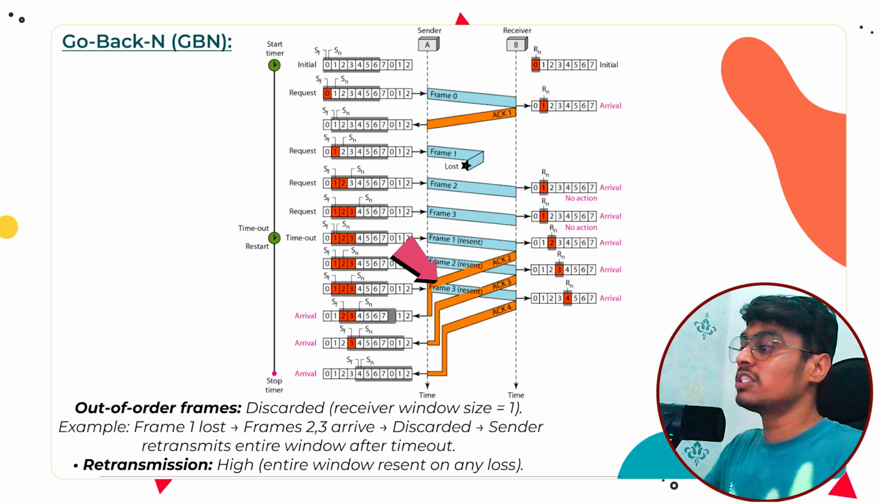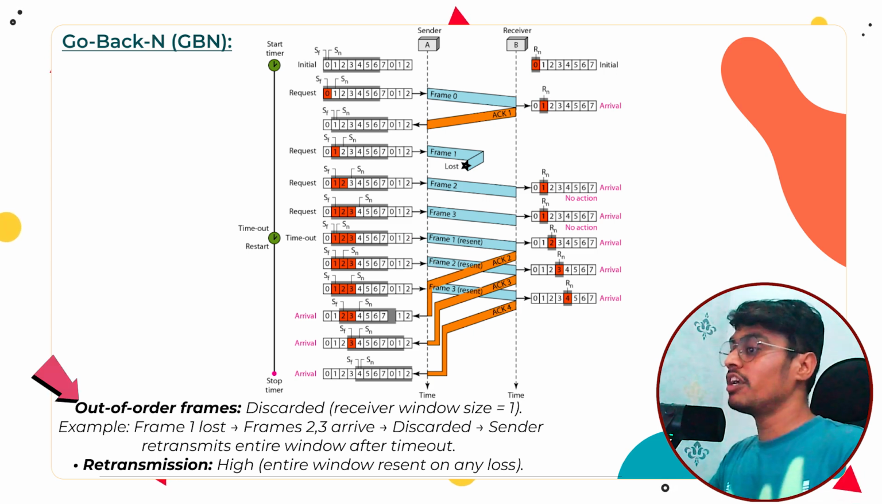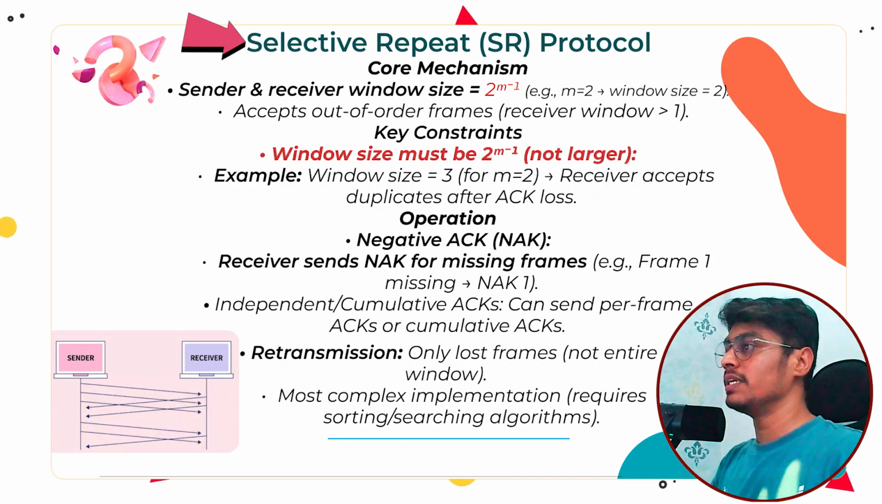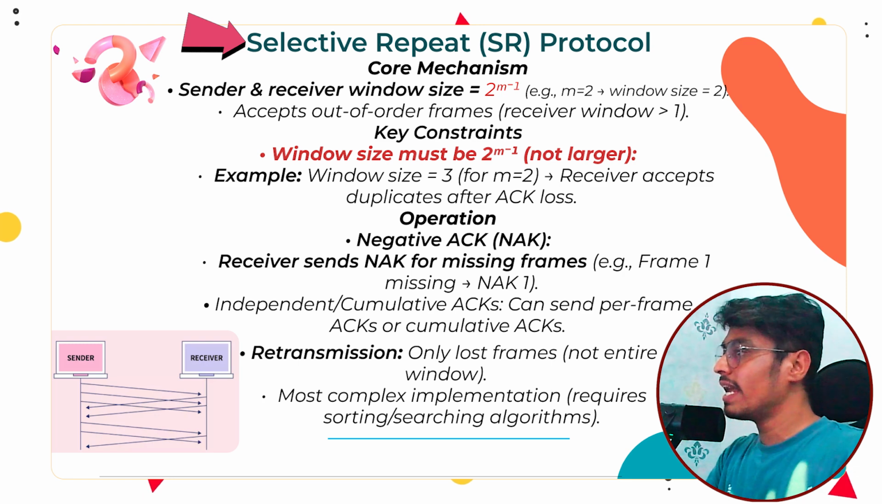This problem especially arises in Go-Back-N. Out of order packets are not accepted. It only accepts packets in sequence. Okay, this is the Go-Back-N protocol. Now next comes selective repeat. Selective repeat is another category of sliding window protocol.